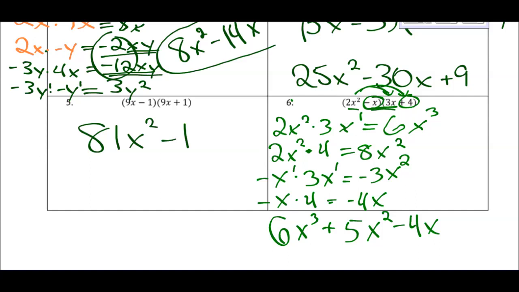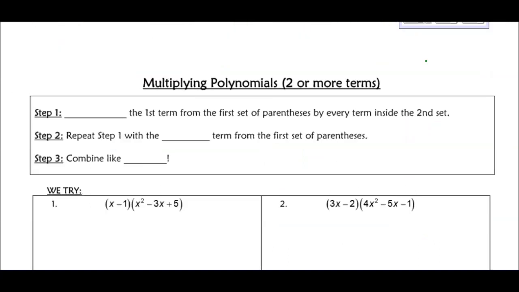We can't use FOIL on the next example. No, you can only use that when there's 2 of them. But it's really not changing anything about what I just showed. The distributing is really what I want you to see. We're distributing everything from the first parentheses to everything from the second parentheses. That's all I'm going to say here, really. I'm just breaking this down into multiple steps. We're multiplying the first term from the first set of parentheses by everything in the second set.